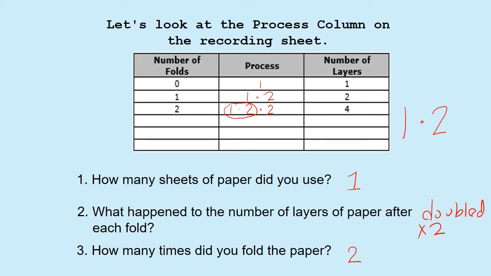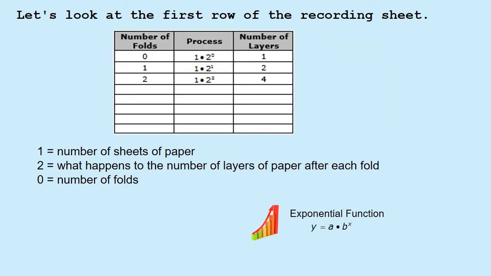When I look at that, if instead of writing it like we wrote it, I write it with exponents, I see that the first one I doubled no times. The second one I doubled 1 time. The third one I doubled 2 times. So 1 was the number of sheets of paper, 2 was what happened after each fold, and 0 was the number of folds. For the next one, 1 was the number of folds, and for the next, 2 was the number of folds. This is an exponential function.